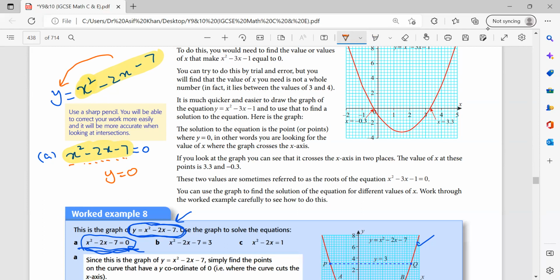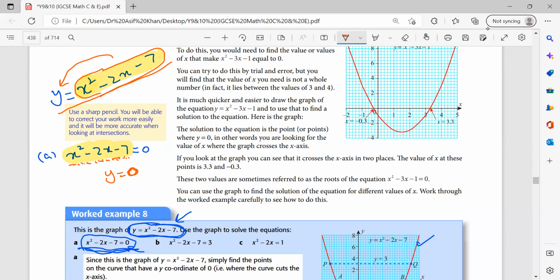I repeat, what was the thing? In the given function, this equation was given, x square minus 2x minus 7. And this equation is a part of that. So now what do you do? This complete thing is equal to y, so we replace this part with y. So what do you get? y is equal to 0.